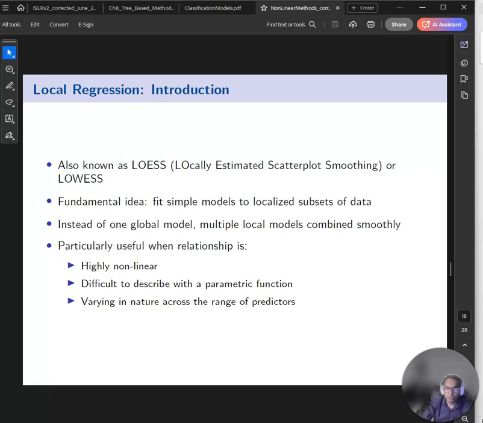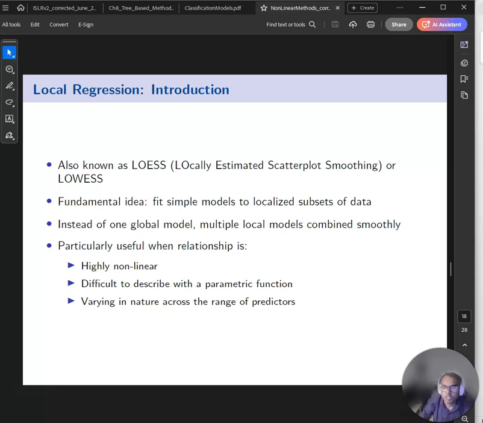Next up is local regression. Let's take a step back. The fundamental idea behind local regressions is very intuitive. Instead of fitting one global model to all your data, you fit simple models to localized subsets of your data. This allows the model to adapt to local patterns without being constrained by one single functional form.